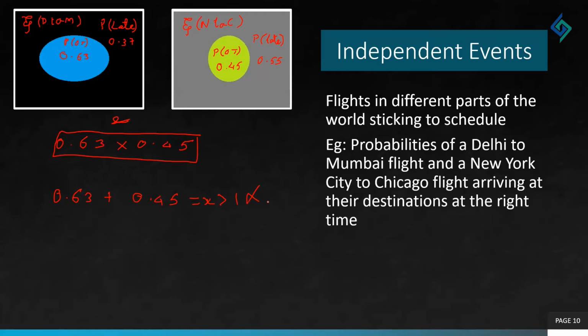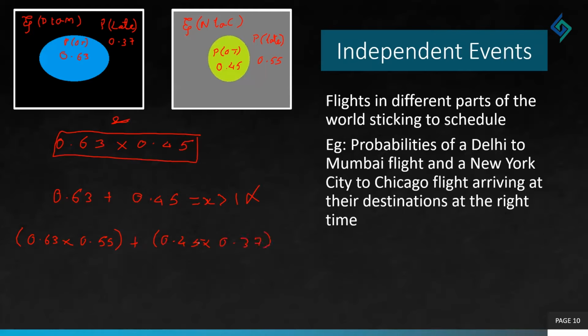So for that, what we have to do is, because we're calculating OR, only one of them needs to arrive on time, which means I have to create two cases. First case is the Delhi to Mumbai flight arriving on time and the New York to Chicago flight being late, or the New York to Chicago flight arriving on time and the Delhi to Mumbai flight is late.